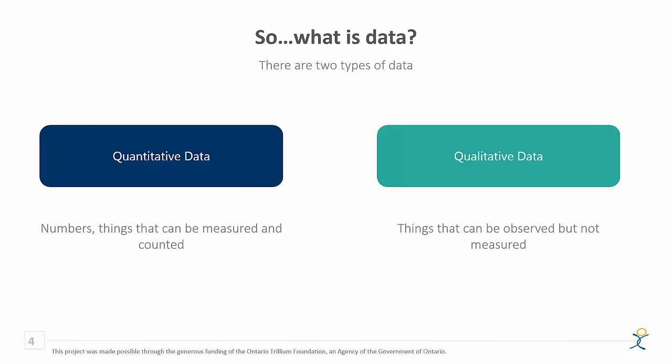So what is data? For our purposes, let's think of data in two ways. There's quantitative data. These are numbers, things that can be measured and counted. And then there's qualitative data, things that can be observed but not measured. The example of qualitative data is the color of a dog or the quality of a meal.